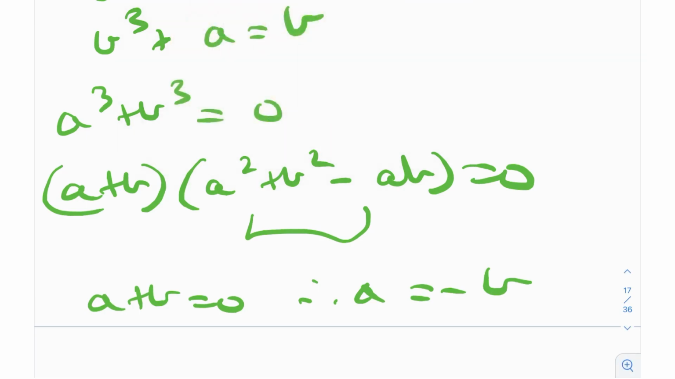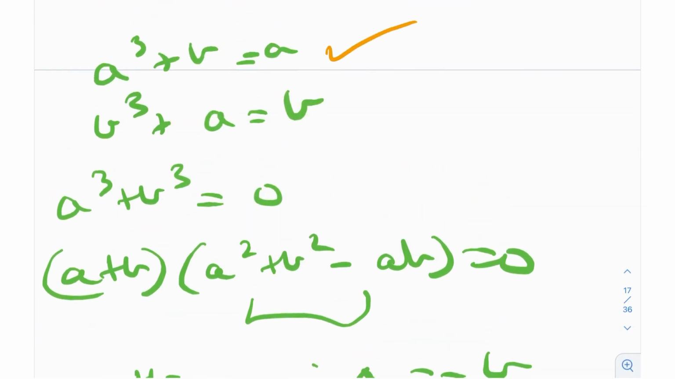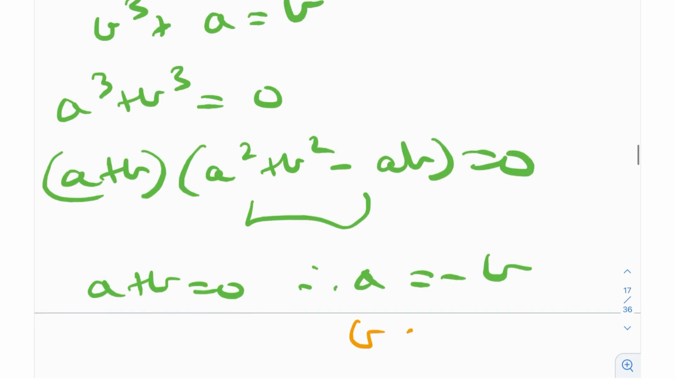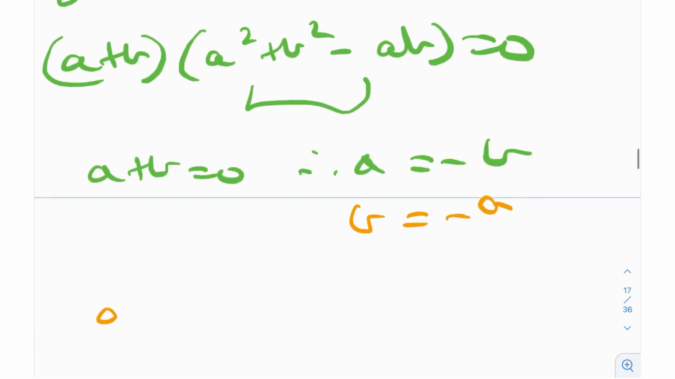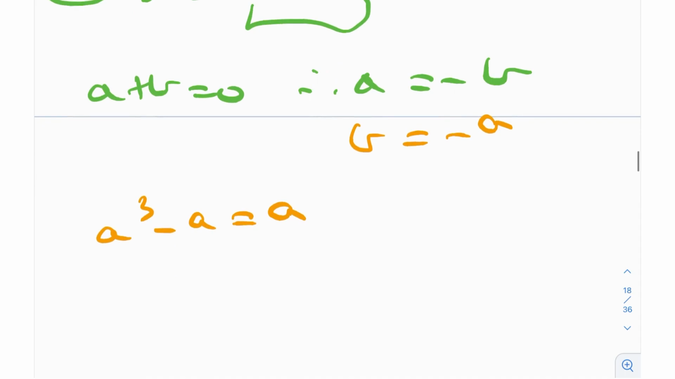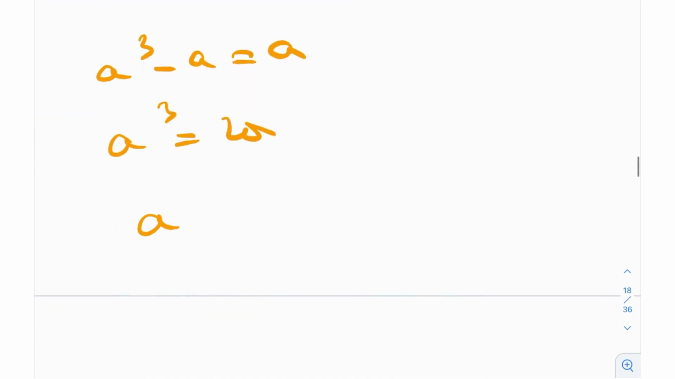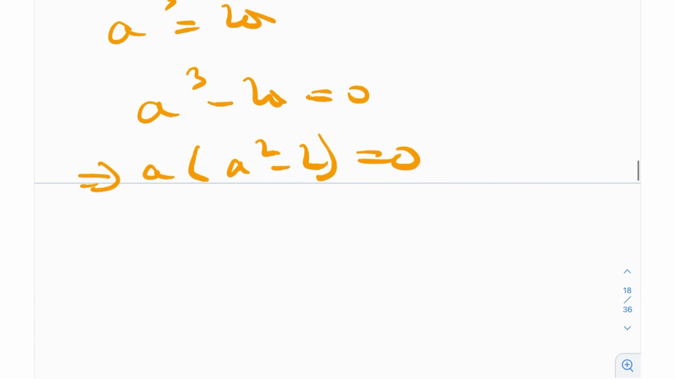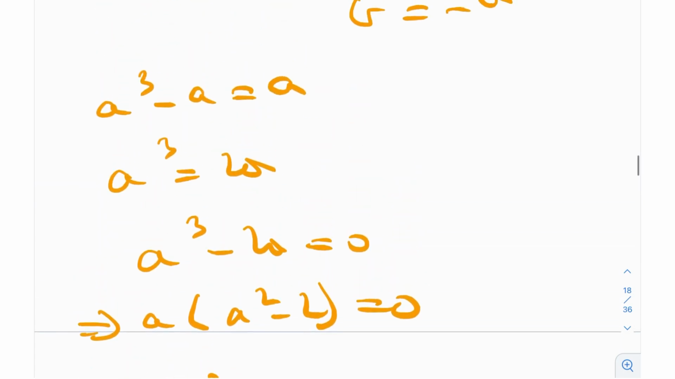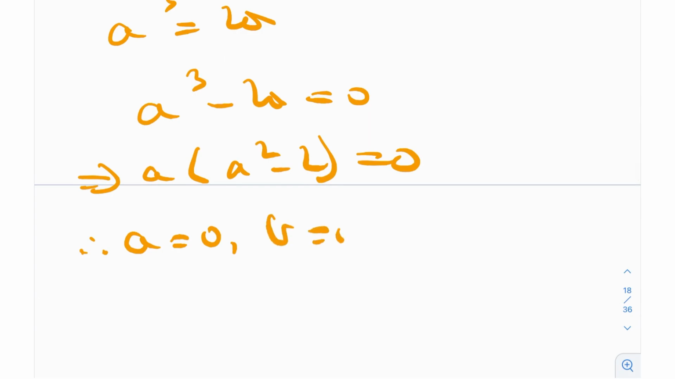And maybe when I just plug this back into, let's say, this equation, I can just see that b is equal to minus a. So I'll get a cube minus a is equal to a, or a cube is equal to 2a, or I can just say that a cube minus 2a is equal to 0. I can just maybe factorize this. a times (a square minus 2) is equal to 0. So therefore one solution is a is equal to 0, and as a consequence of that b is negative a. So b is equal to 0. c was a, so c is 0, and d was b, so d is 0.